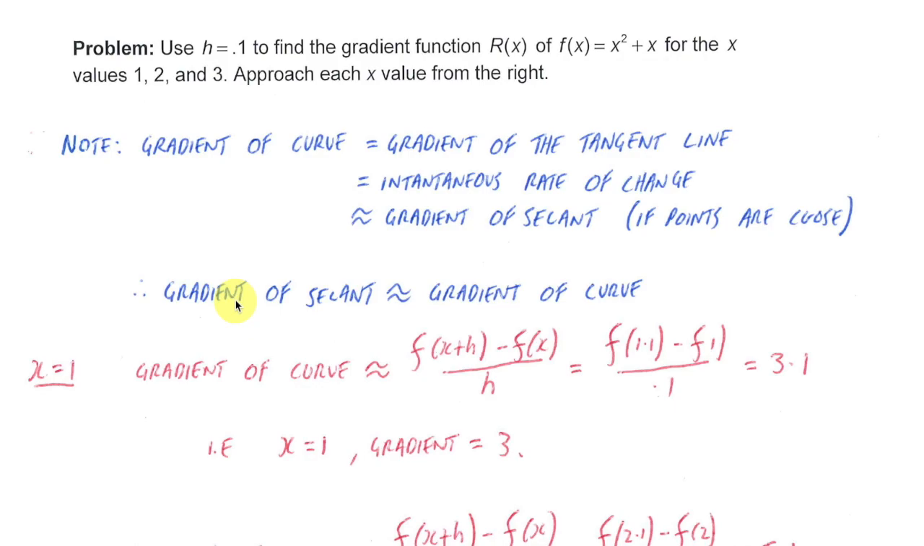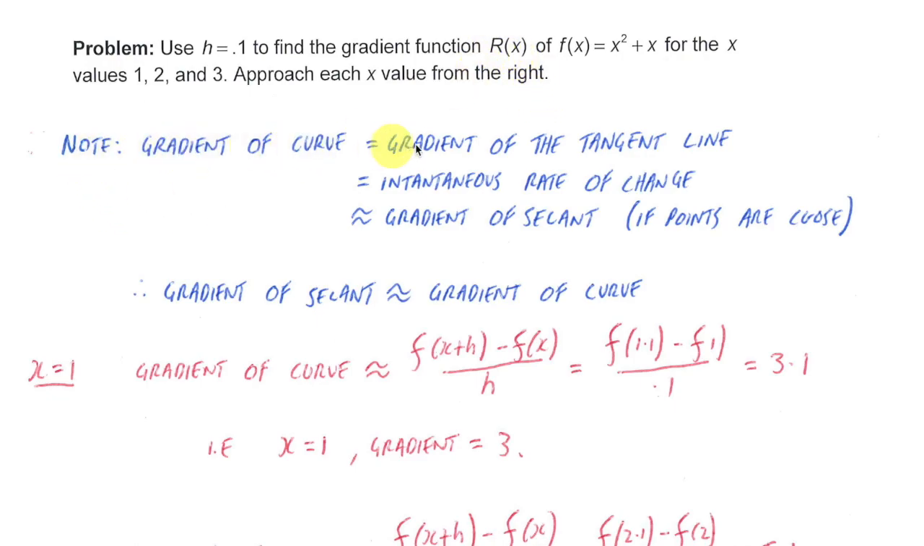Okay, another problem. Use h equaling 0.1 to find the gradient function r of x for this function f of x. So that's r of x, that's going to be the gradient function. We've got f of x equaling x squared plus x for x values of 1, 2, and 3. And we're approaching each value from the right. So here's the background, guys.